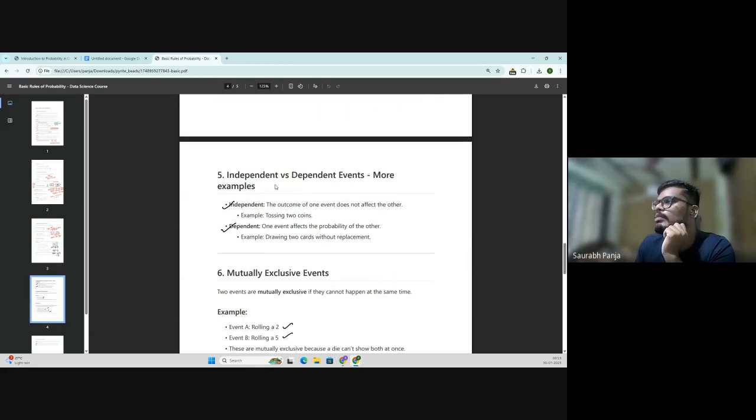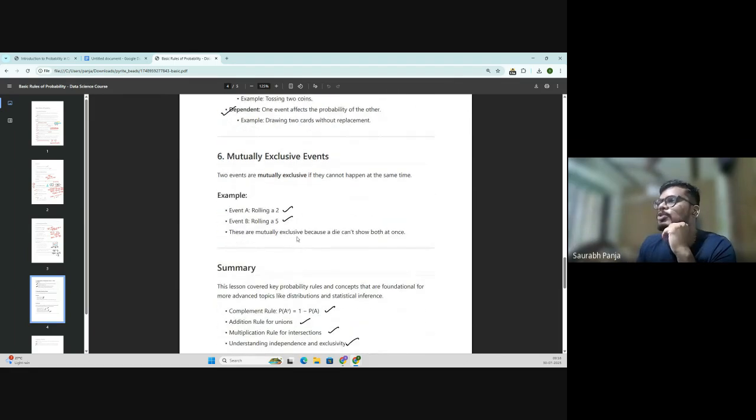Independent versus dependent events. For independent events, the outcome of one event does not affect the other event, like tossing 2 coins. For dependent events, one event affects the probability of the other event, like drawing 2 cards without replacement. Let's say we are drawing a card and the card is replaced, the sample space gets restored, and hence it does not affect the probability.